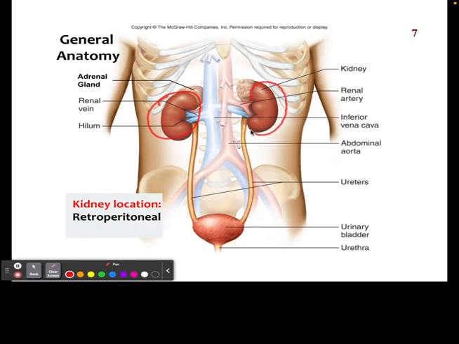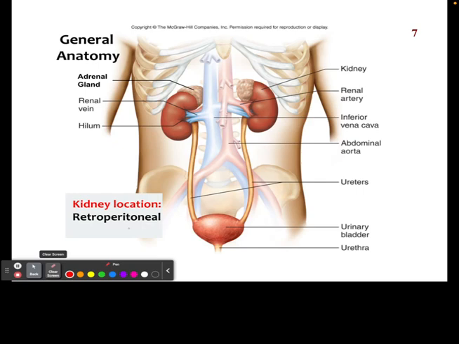They come in a pair, right? So these are that fist-sized, bean-shaped organ that is located retroperitoneal, meaning behind the peritoneum. So it's located behind the peritoneum of the abdominal cavity.